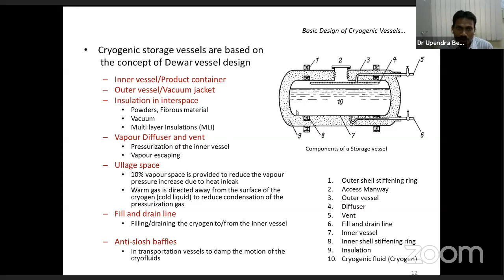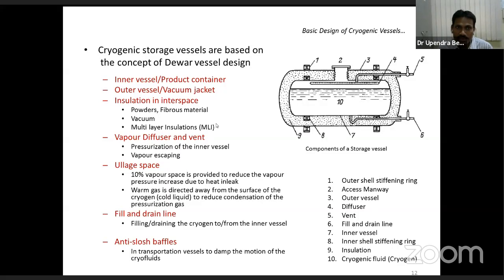It may be powder, fibrous material, vacuum, or both vacuum and mylars, which is known as multi-layer insulation or super insulation. Then in these containers, you'll see there's of course a manhole. This is a big container, and accessibility should be there for repairing or doing other activities. So it's a manhole on the outer vessel.